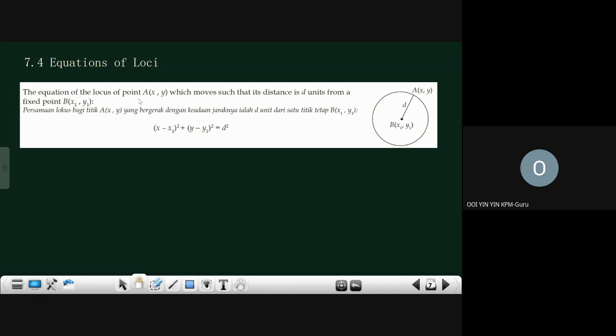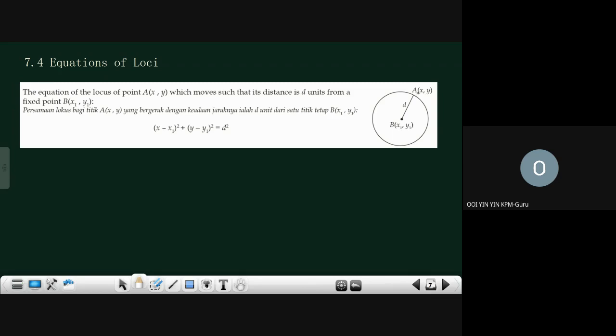But we know roughly how its movement goes. Where is the movement? We can judge the form in which it moves, but actually we cannot see that point. Which moves such that its distance is d unit from fixed point x1, y1. So the situation is like this. Now, you have a fixed point B. B here is a fixed point.